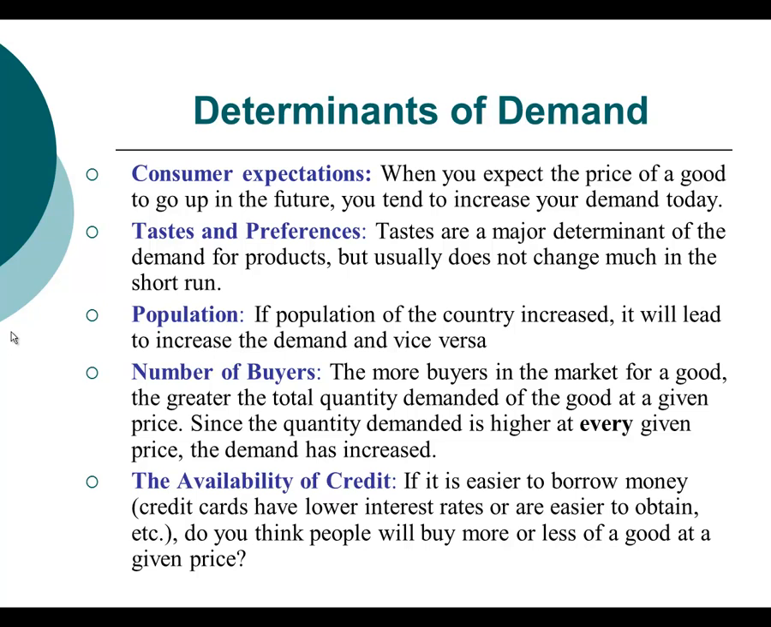Tastes and preferences. Tastes are a major determinant of the demand for products, but usually do not change much in the short run. If the population of the country increases, it will lead to an increase in demand and vice versa. Number of buyers: the more buyers in the market for a good, the greater the total quantity demanded of the good at a given price. Since the quantity demanded is higher at every given price, the demand has increased.